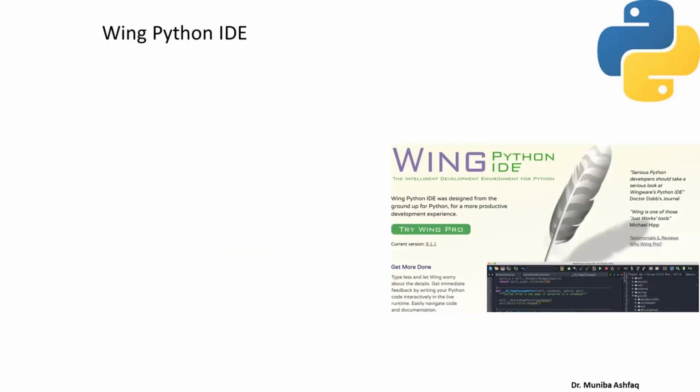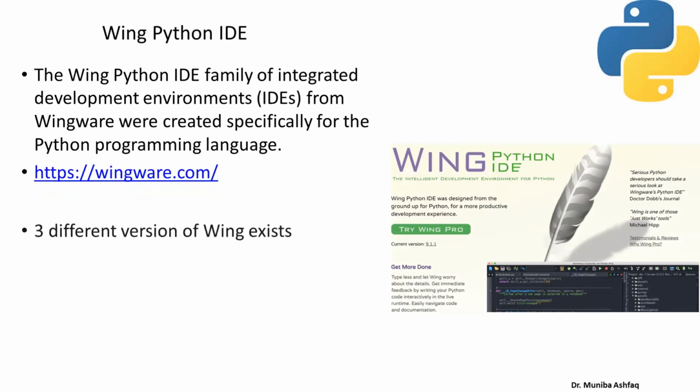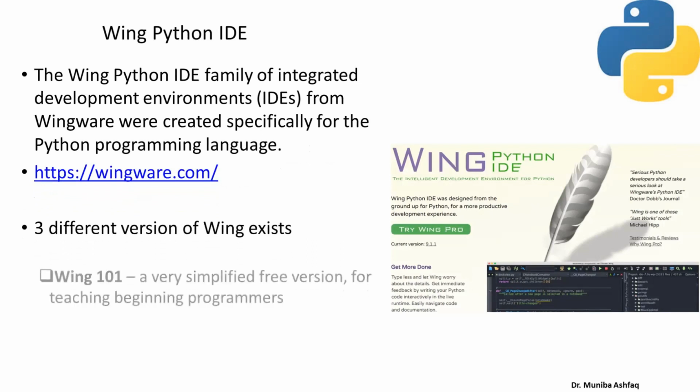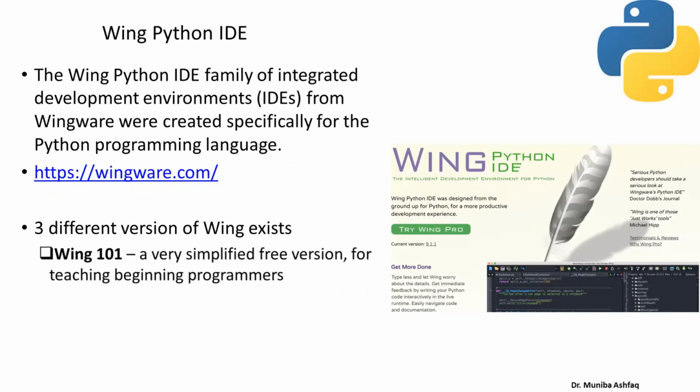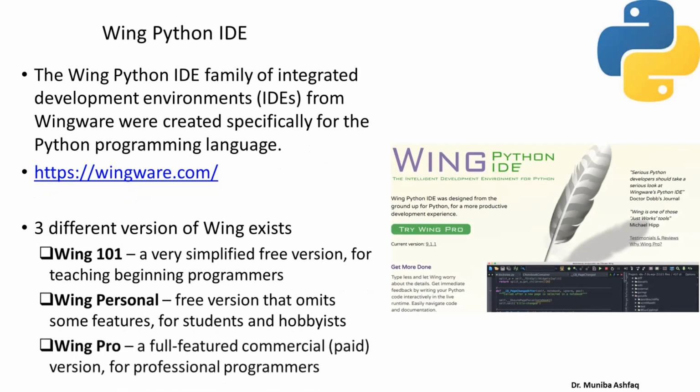Wing Python IDE. The Wing Python IDE family of integrated development environments from Wingware were created specifically for the Python programming language. The official website is wingware.com. There are 3 different versions of Wing. Wing 101, a very simplified free version for teaching beginning programmers. Wing Personal, a free version that omits some features, for students and hobbyists. Wing Pro, a full-featured commercial paid version for professional programmers.